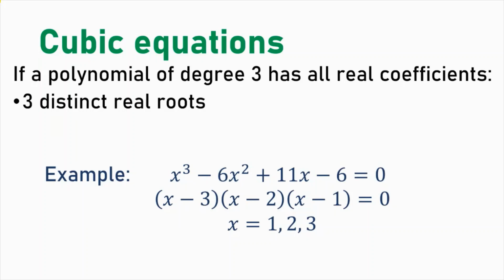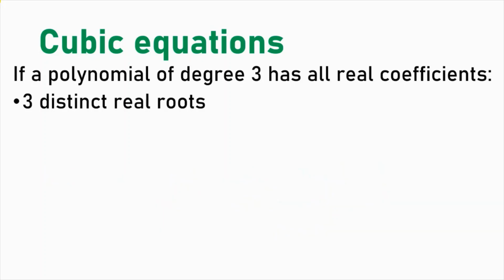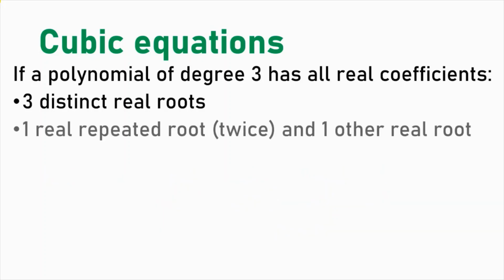Another situation we could have is we find one real root, and then the quadratic we're left with has repeated roots. That would lead to one real repeated root, if I can say that correctly, one real repeated root that appears twice, along with one other distinct real root.